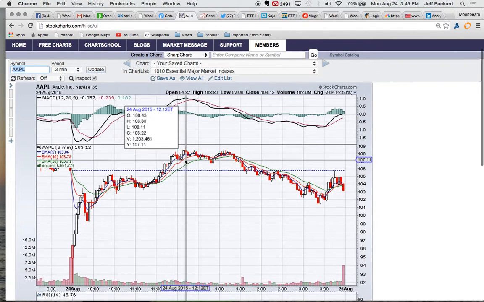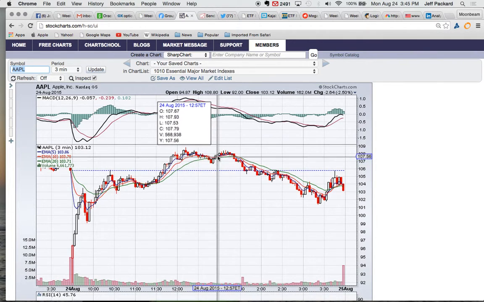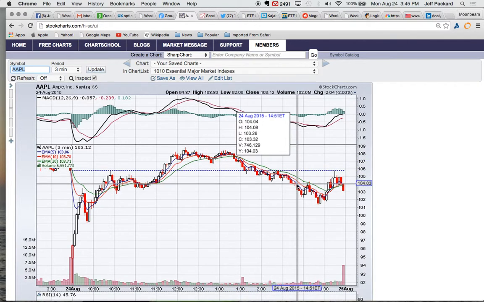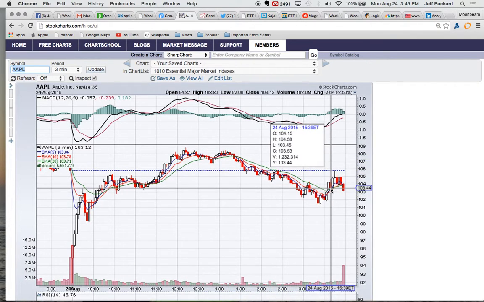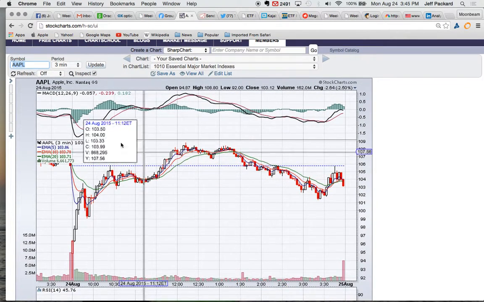So, and then what happened here? They crossed again, indicating another trend reversal, and it just kept on trending lower until the end of the day. And then they're crossing again. So looking at the 3-minute chart, it makes a lot of sense.